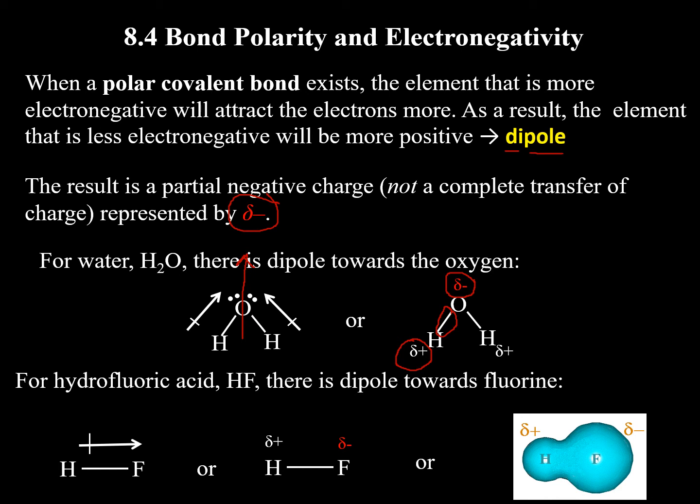Again, the same example, we have a vector here for HF. We said F is the most electronegative element, 4.0. So the vector goes towards the fluorine, and we can write a partial positive charge or a partial negative charge. And this is just an image here that shows that the electrons spend more time around the fluorine, giving it a partial negative charge.